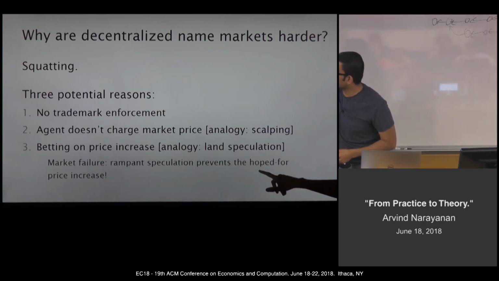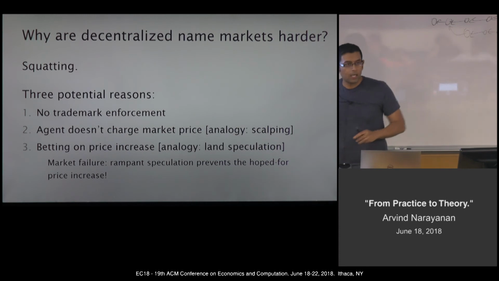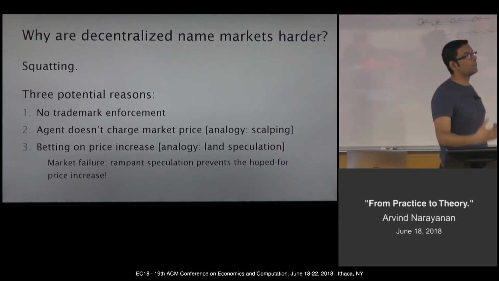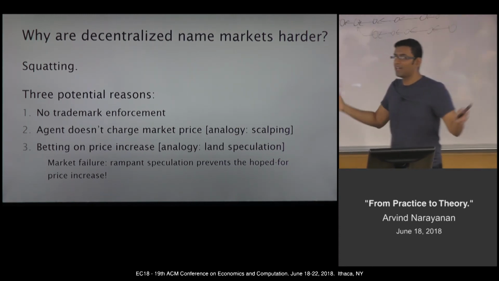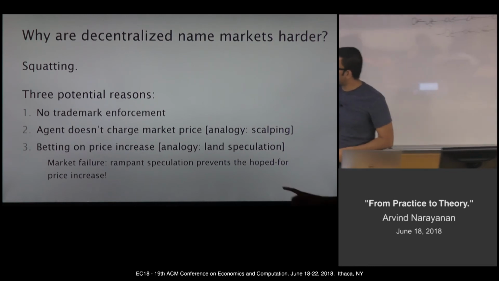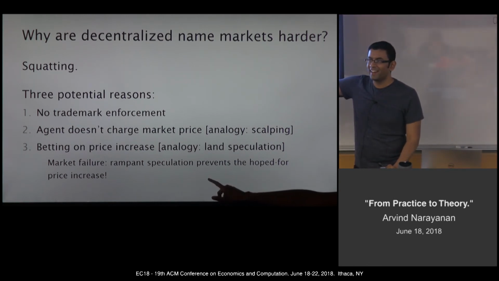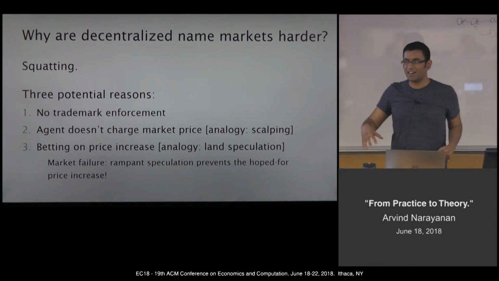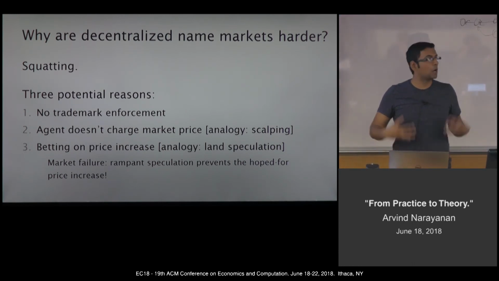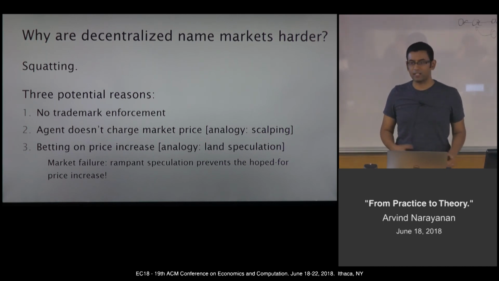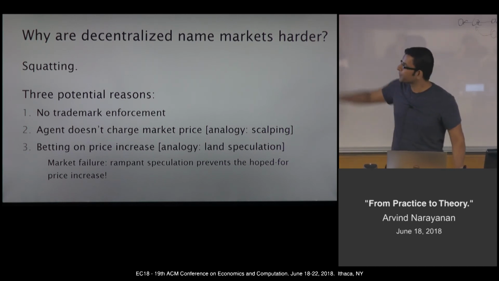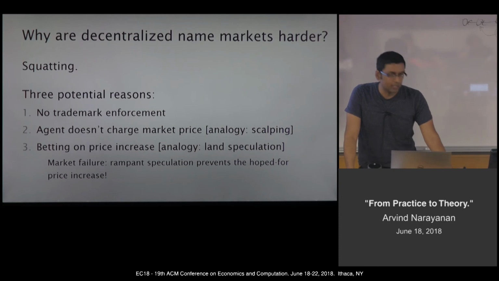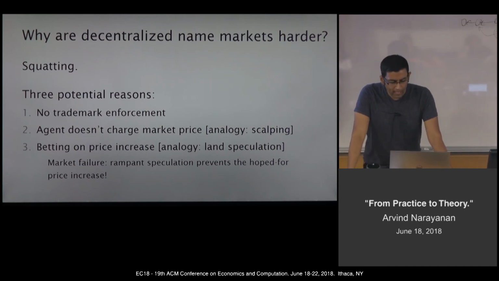And the interesting thing here is that there is a market failure because of the rampant speculation, everybody buying up domain names, hoping for the platform to increase in value. All of the useful domain names are gone. And because of that, the platform is now not as useful, right? In turn, preventing the hoped-for increase in usefulness and value of the platform. So all of these are reasons why the decentralized setting is really hard. And I'll kind of leave it at that.